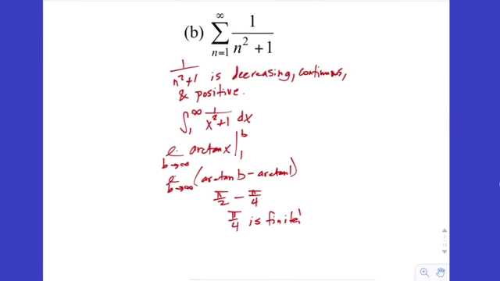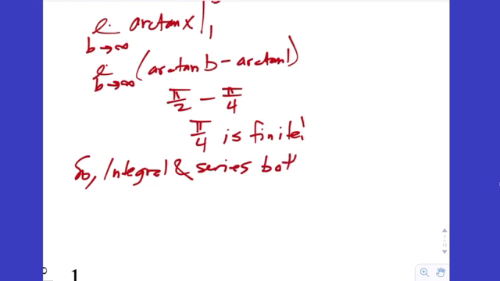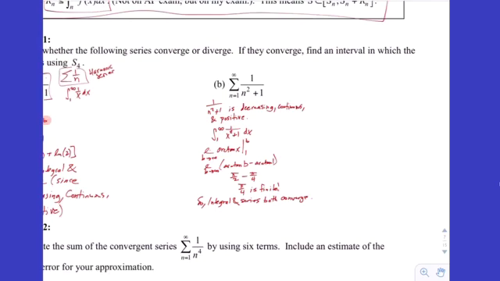Now, what I said earlier is, because the integral converges, so does the series. But the series does not converge to pi fourths. Okay? So now you could say, so the integral and the series both converge. Great. Now, we want to know what the sum is, but unfortunately it's not geometric, so we're not going to be able to find it.